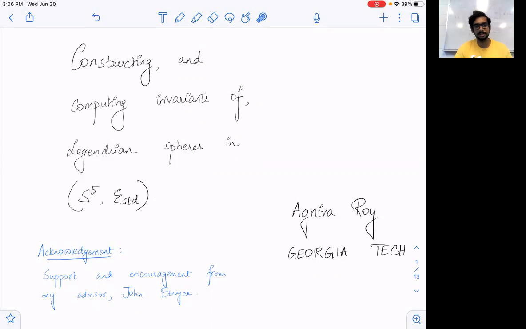So I'll be talking about constructing and computing invariants of Lagrangian spheres in the standard contact 5-sphere. I acknowledge the support and encouragement from my advisor, John Etnyre, without whom this project would not have been possible.